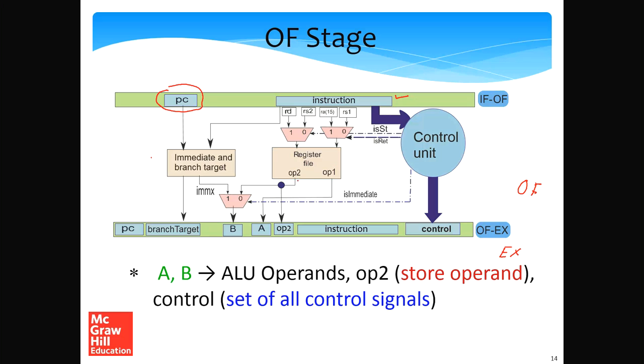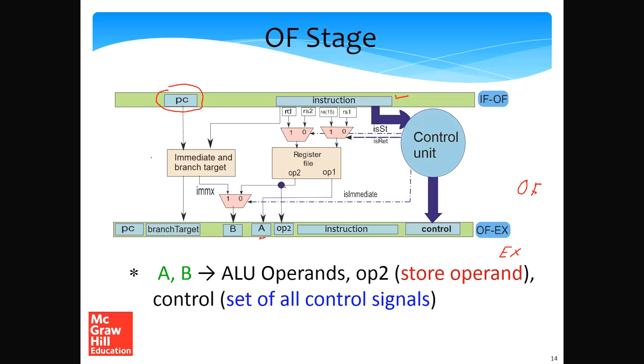Then the register file, we have two outputs. We have OP1 as one output and OP2 as the other output. So OP1 we directly save in the pipeline latch and we call it A.